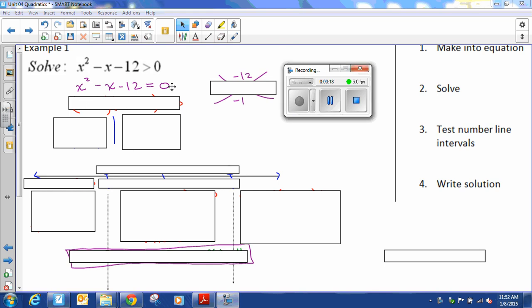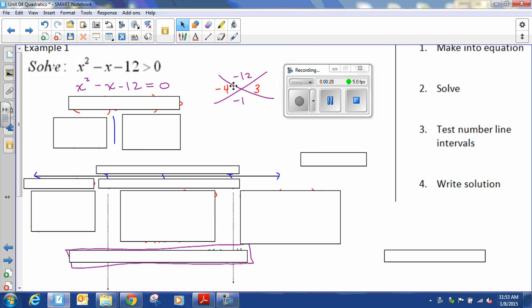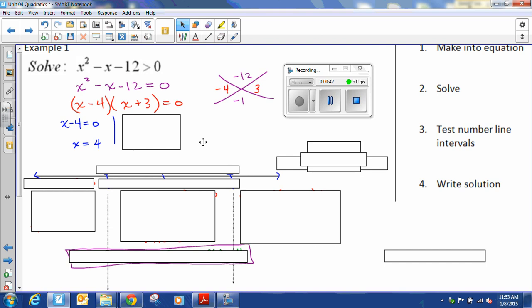I want you to solve this equation using any method possible. That's factoring, if it's easiest, completing the square, or quadratic formula. Here we're going to factor. Negative 4 times 3 is negative 12. Negative 4 plus 3 is negative 1. So this is how we express our factored equation: x minus 4 times x plus 3 equals 0. And the solution set is 4 and negative 3.